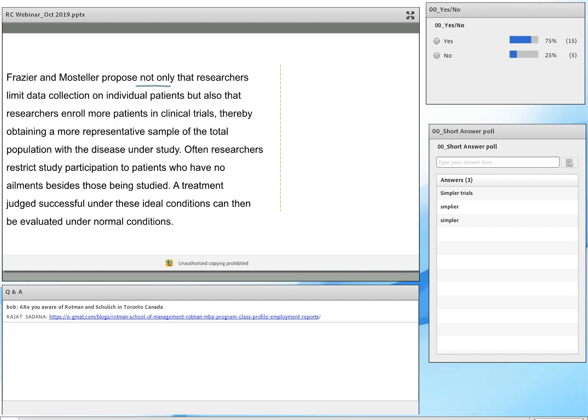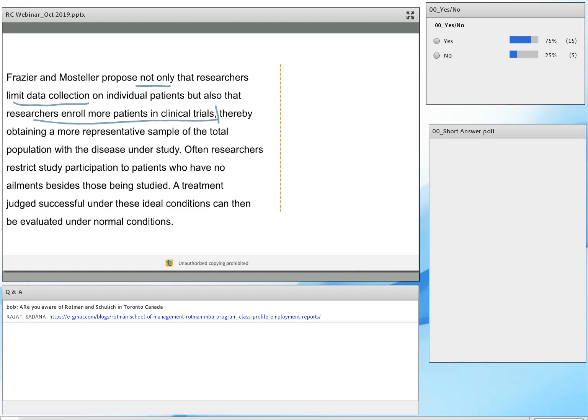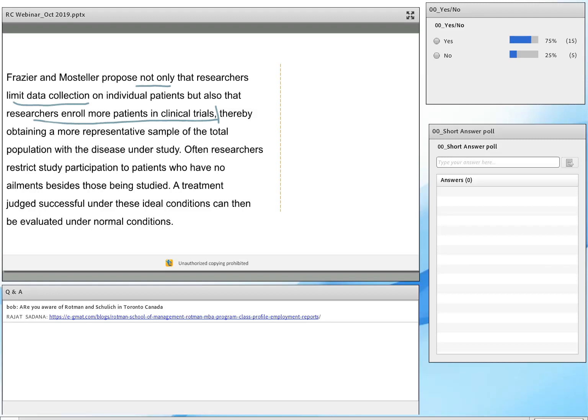F&M propose not only that researchers limit data collection on individual patients, but also that researchers enroll more patients in clinical trials. Okay, let me pause here. Now, what is the author doing in this paragraph? Is he summarizing the previous paragraph as well? Yes, no? In some way, right? In this passage, the author has kind of packaged stuff really very well. And again, typically you do see that kind of thing in official passages. They are very well constructed. The thoughts really flow very, very logically.